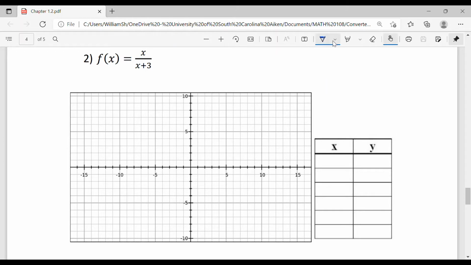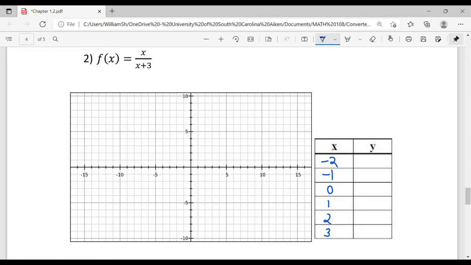Alright, so let's get on to example 2. In this example, we have f of x equals x over x plus 3. Now, if I go with the same x values here that I've been using in my other examples, -2, -1, 0, 1, 2, and 3, let's see how this turns out.